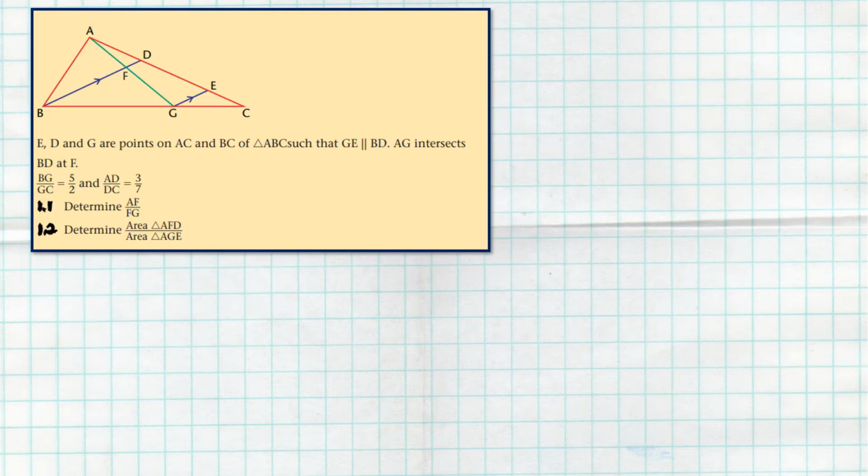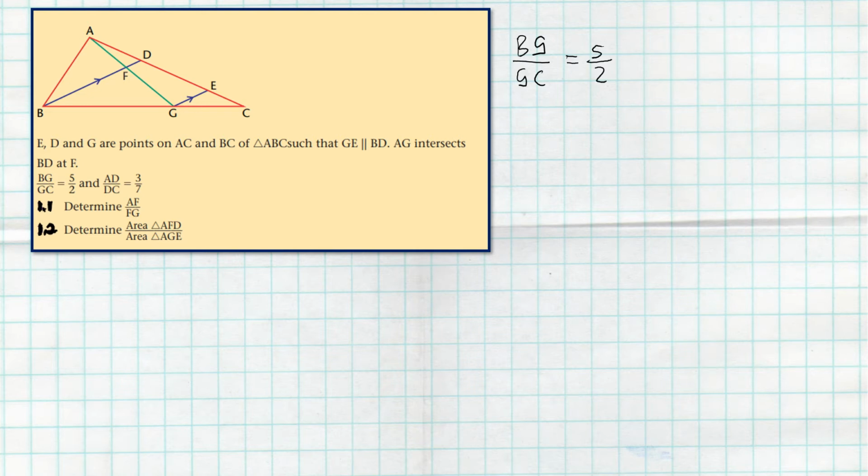Okay, let's now take a look at this different example, example 2. And I just want you to learn something from this example. Okay, so you are given that E, D and G are points on AC and BC of triangle ABC, such that GE, we can see GE is parallel to BD, and we can see that AG intersects BD at F, like that. And let's focus on this given information. Very, very important. You are given the ratio of line BG over GC is equal to 5/2.